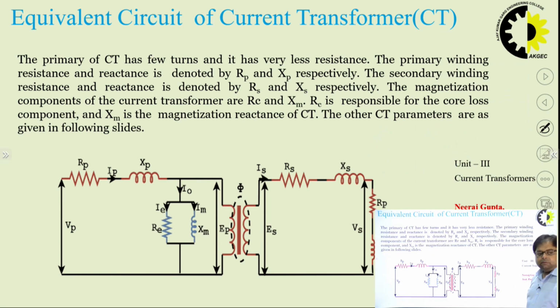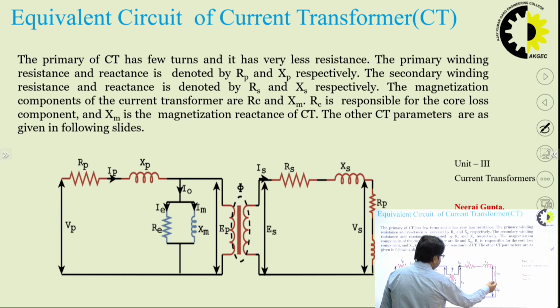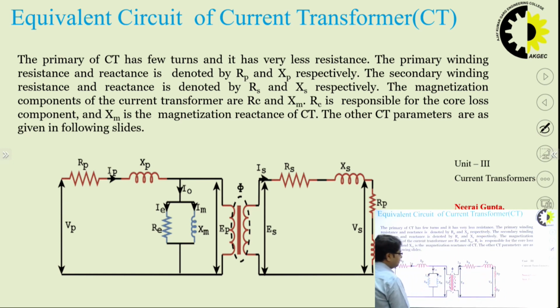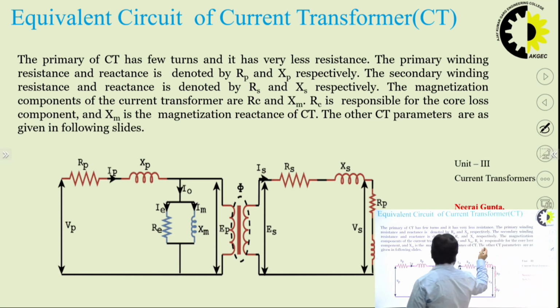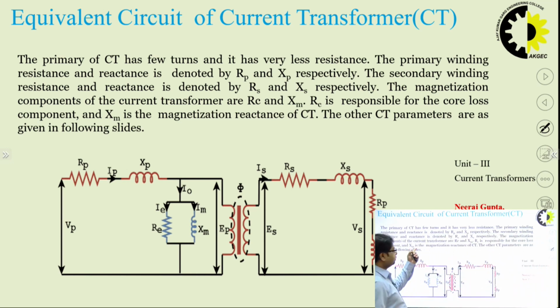So, here we should be specifically concerned about the secondary resistance and reactance. This is the load resistance and reactance, this is the induced EMF, the secondary side induced voltage, the primary voltage, and this is the linked flux. These are a few specific terms related to the secondaries. Let me go into details of what these things are, although I have explained all those components over here, especially RC and XM. RC is responsible for the core loss component and XM is the magnetization reactance of the CT.